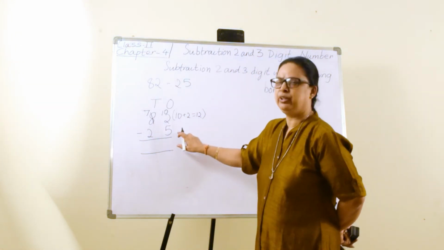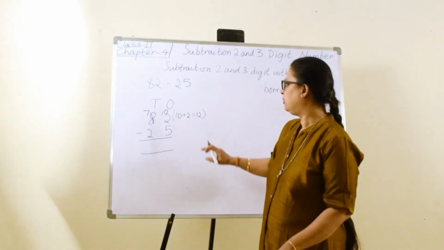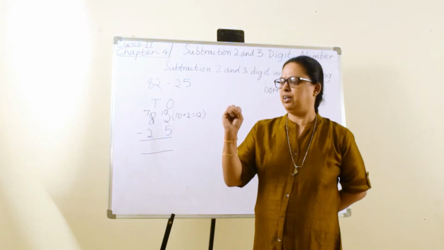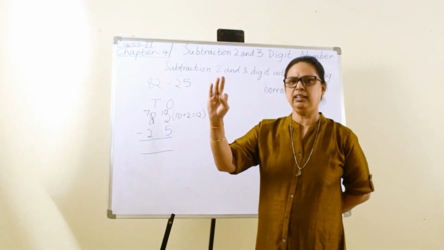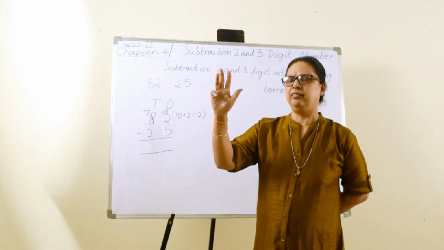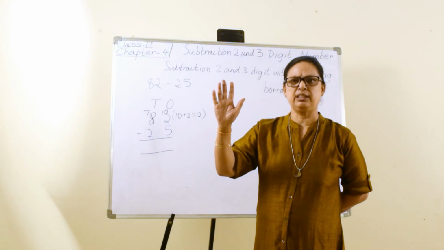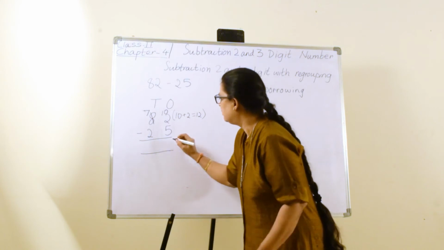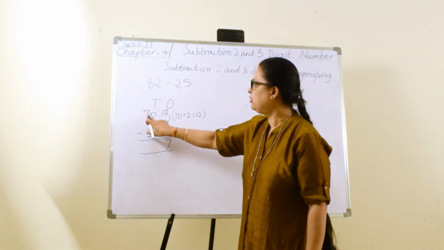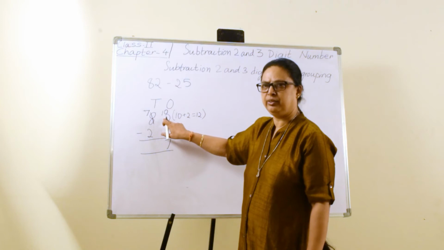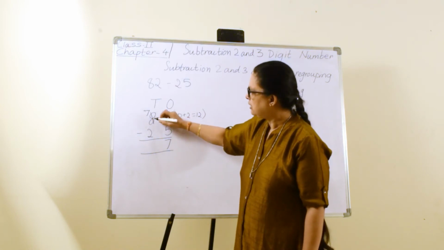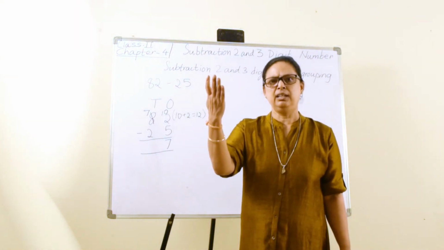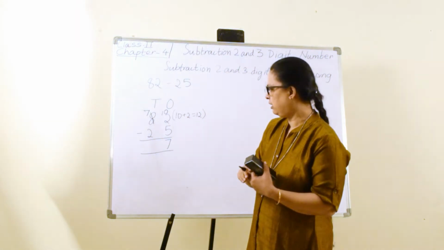So from 12 we are going to subtract 5. So after 5 you can start counting till 12. After 5, 6, 7, 8, 9, 10, 11 and 12. So that is how much? 7. Right? So write 7 over here. Now because we have borrowed 1 from here to here, this becomes 7. So 7 minus 2. After 2, 3, 4, 5, 6, 7. That is 5.